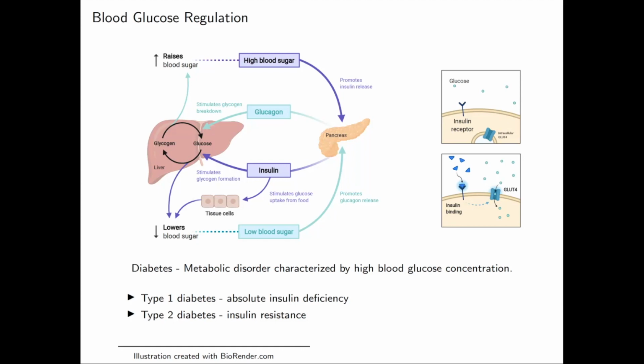blood glucose concentration. Diabetes is classified into two types, namely type 1 diabetes, which is due to the absolute lack of insulin production by the pancreatic beta cells, and type 2 diabetes, which occurs due to an imbalance between insulin secretion and insulin resistance, leading to elevated blood glucose concentrations over prolonged periods of time.